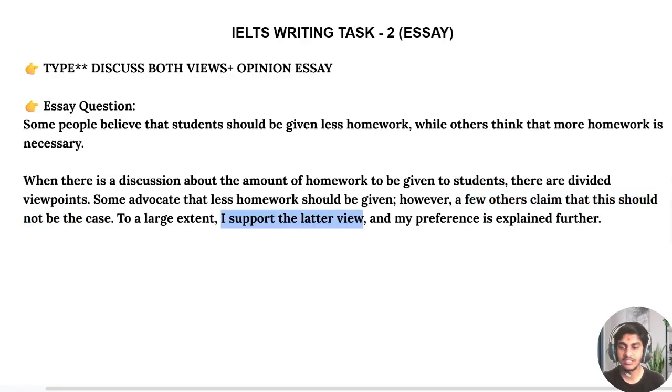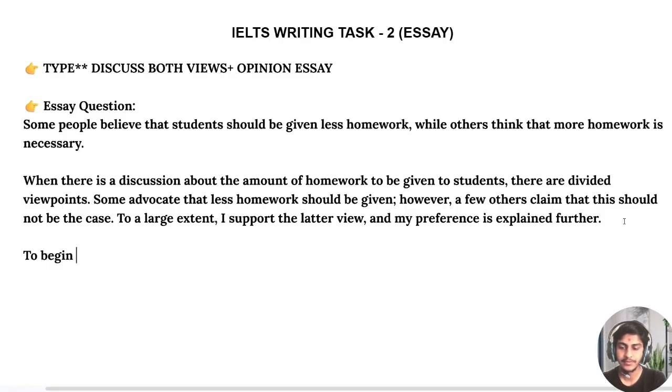This is our thesis statement. This is the most important line. It clearly tells the examiner I support more homework. No confusion, no middle opinion. This is the most important rule in IELTS Writing Task 2. The examiner must know your opinion in 30 seconds. So now our introduction is over, and then we move to body paragraph 1.